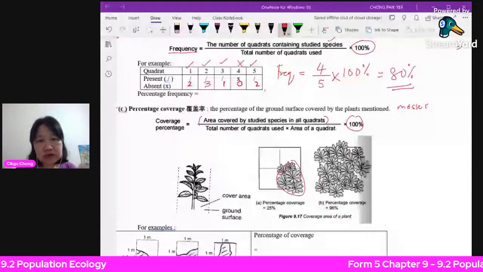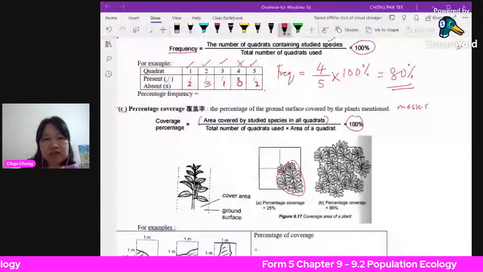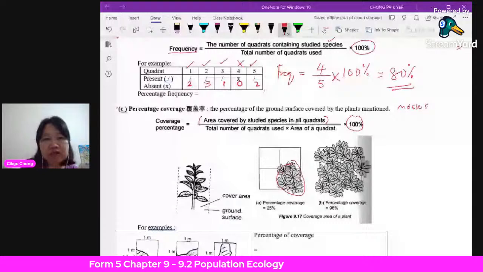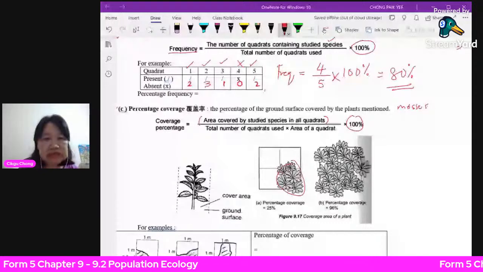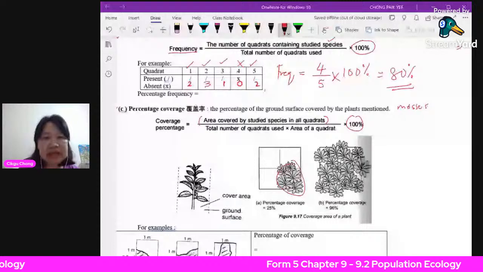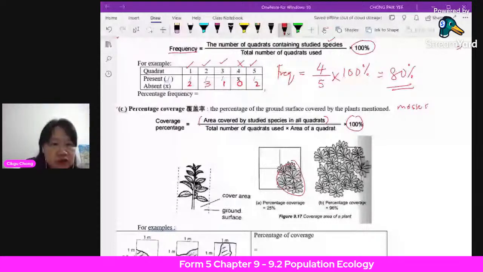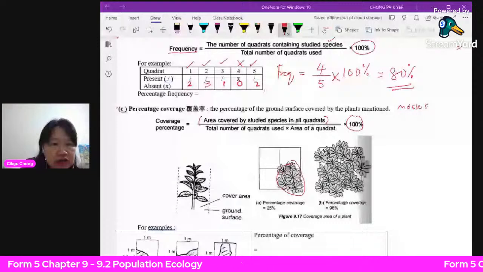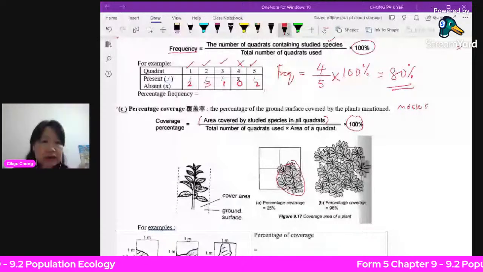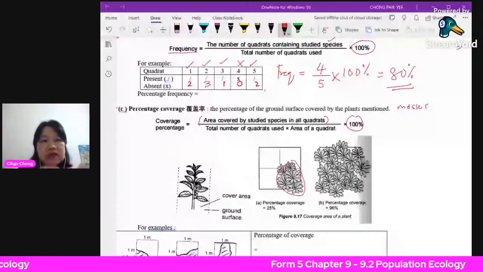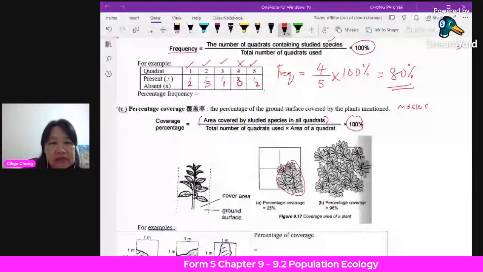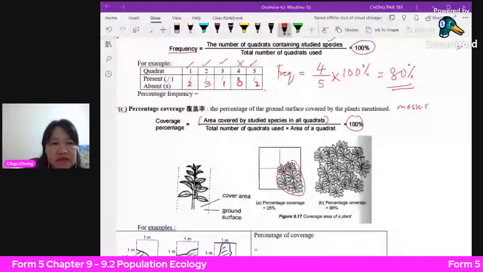So the percentage of coverage is also in percent. So how to find? Let me give you an example. This one is, let's say, moss, lumut, right? Lumut cover on a rock. So the first quadrat, roughly you estimate 0.3. Okay, 0.3 because the whole thing is 1. 0.3 is about 30% covered. The second one is about 50% covered. Okay, 50%, 0.5 meters square. Then this one is more, 0.8 meters square. Then this one 0.4, 0.5.